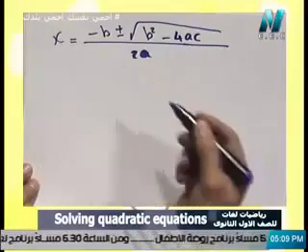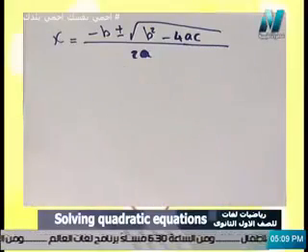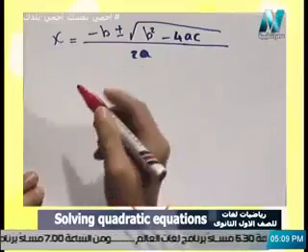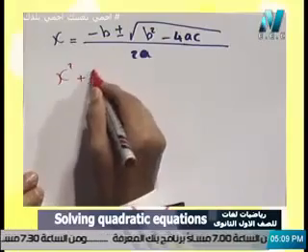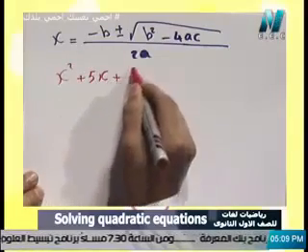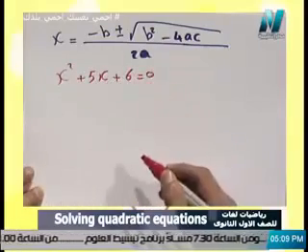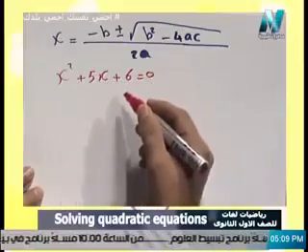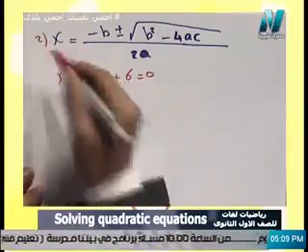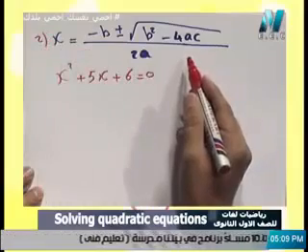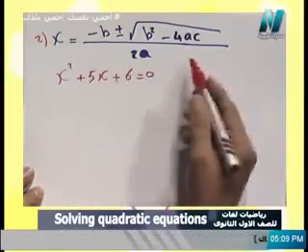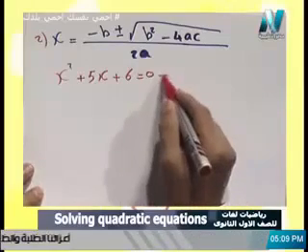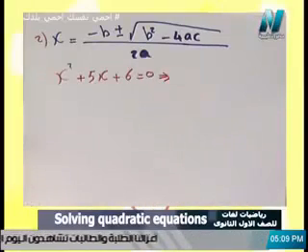What are a, b, and c? We will write the equation again. The equation is x power 2 plus 5x plus 6 equals 0. And we intend to solve it by the second method, which is the formula, or the general formula.